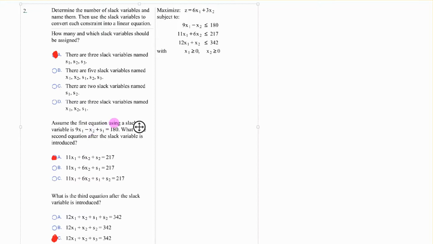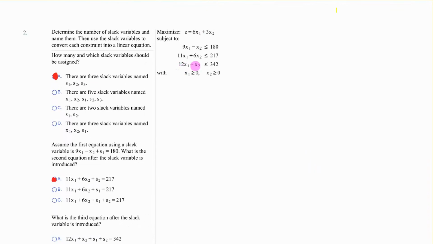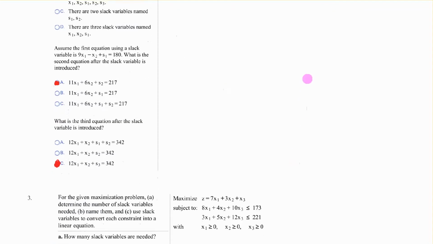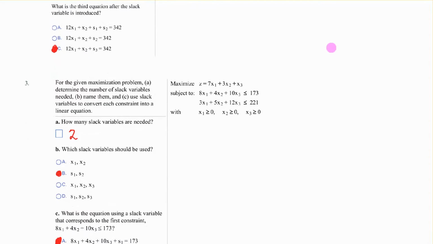Assume the first equation uses a slack variable: 9x1 minus x2 plus s1 equals 180. What is the second equation? Well, that means we're going to take this second one, 11x1 plus 6x2 plus s2 equals 217. That's choice A. What's the third equation? 12x1 plus x2 plus what are we going to add? s3 equals 342. So that's choice C.